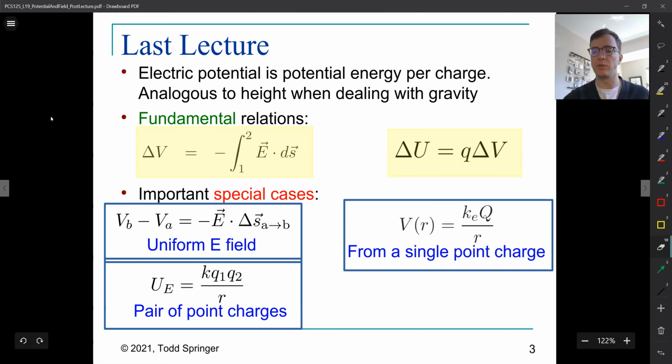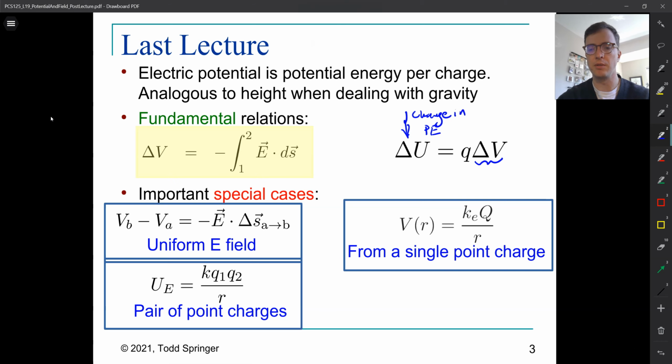So delta U is the change in potential energy. And delta V is the potential difference, or the voltage difference between the 2 points. So this is voltage difference, potential difference, or the change in electric potential. You have to keep those two things straight. They're related by a factor of Q here.